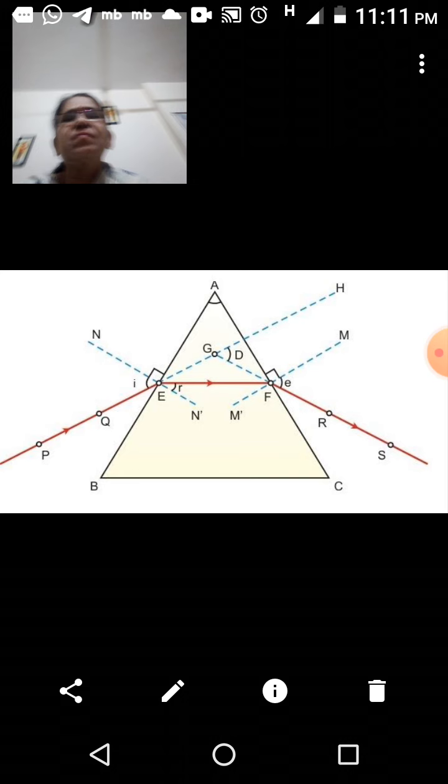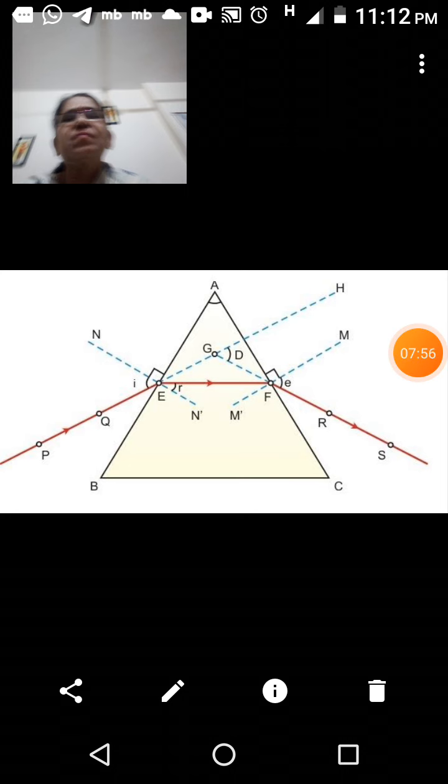In the absence of the prism, the incident ray PQ would have travelled straight to point H, but because the prism is in the path of the incident ray, the ray gets refracted twice and emerges as the emergent ray RS. Thus, the incident ray is deviated through an angle D, which is called the angle of deviation. This angle of deviation is important; it is the angle between the direction of the incident ray and the emergent ray.